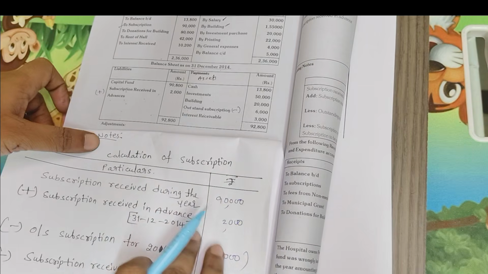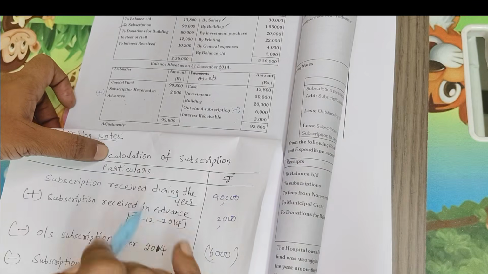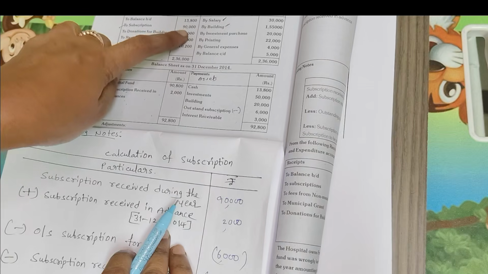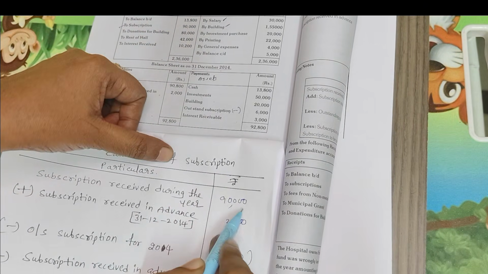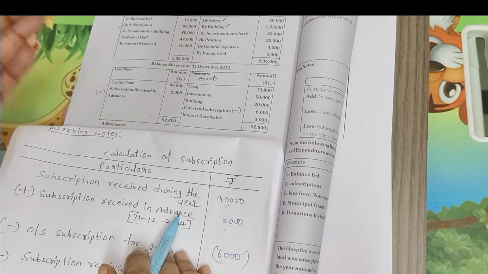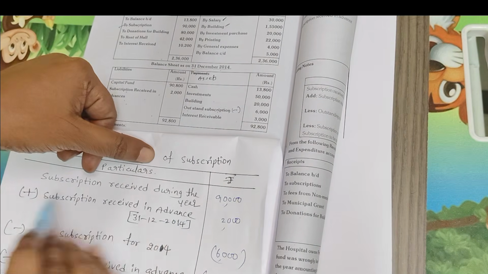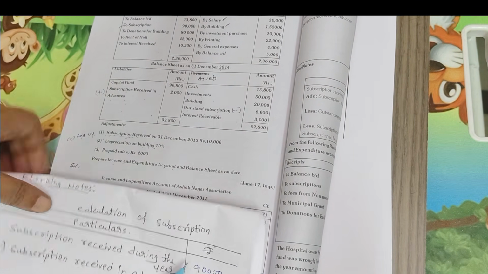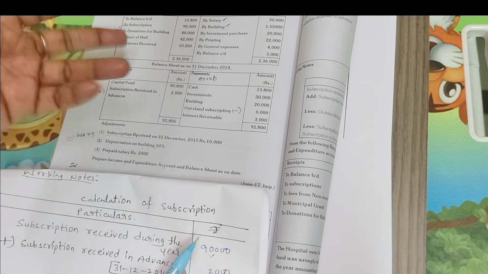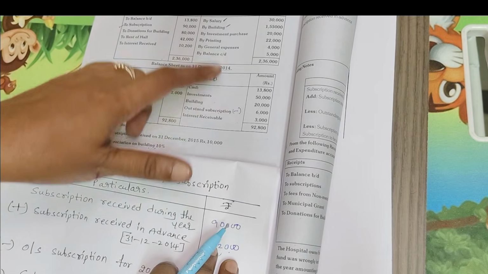Okay. So here we take the details related to subscription. First, what should we take? Subscription received during the year. That is available in the receipts and payments account, receipt side. See here, subscription 90,000. That 90,000 we take here. Then add subscriptions received in advance. It belongs to this year, but we received it in the last year itself. So that should be added, 2,000. See here, we received it in 2014, but it actually belongs to 2015. That should be added.